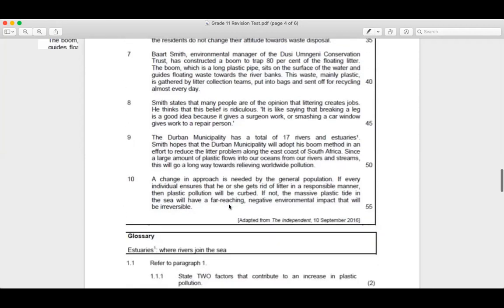The Durban municipality has a total of 17 rivers and estuaries. Please note that footnote there, that an estuary or estuaries are where rivers join the sea. You know estuaries and tributaries, correct? Yeah.